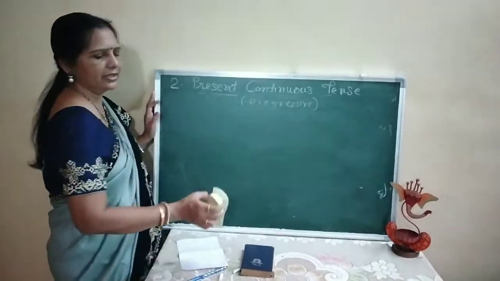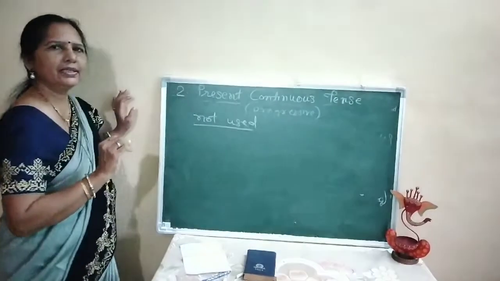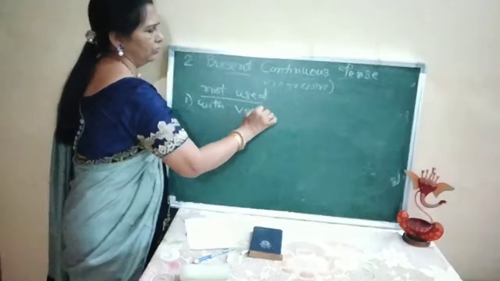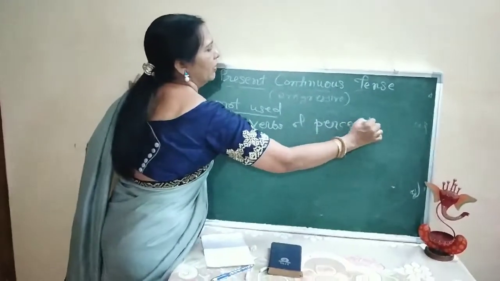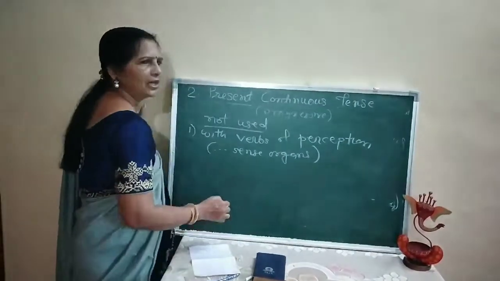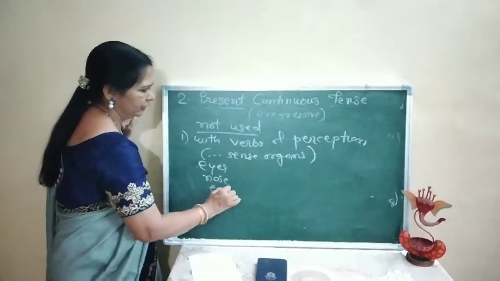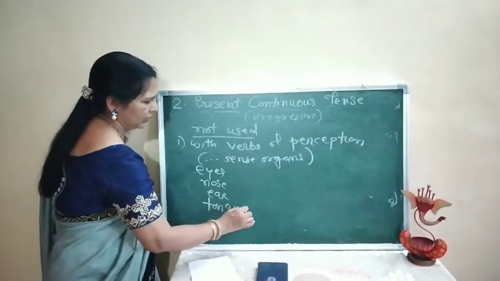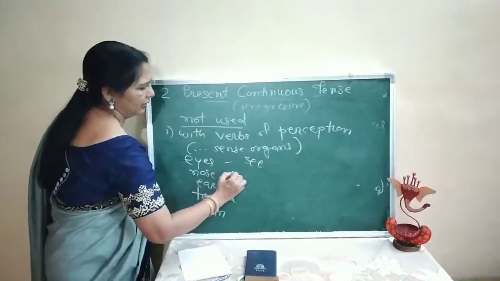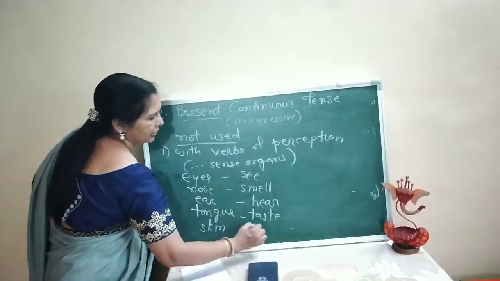Now, when we learn a tense, we should also learn when this tense is not used. This tense is not used in some cases. The first one is with verbs of perception. Now, verbs of perception means the verbs which are related with our sense organs. Our sense organs are, for example, eyes, nose, ear, tongue and skin. And the verbs related with these are see, smell, hear, taste, touch.